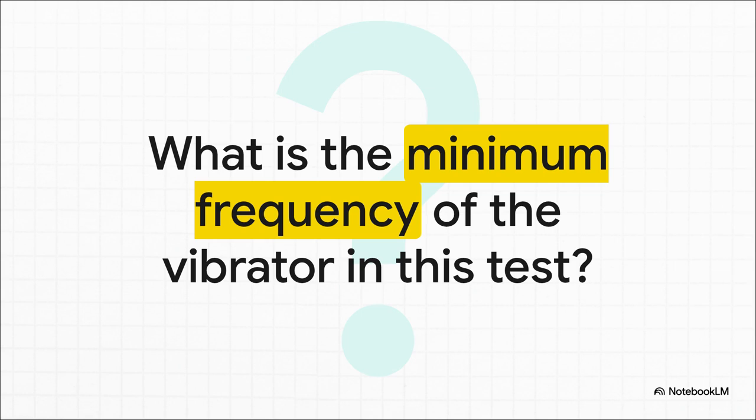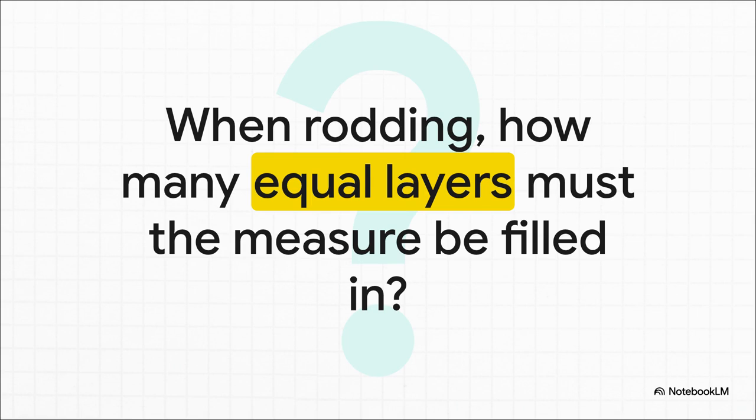Think about it. Remember that exam hotspot? The answer is 9,000 vibrations per minute. Did you get it? Next one. When you're rodding, how many layers do you need to fill the measure in? This is a big one for the performance exam. How many equal layers? The answer is 3 equal layers. And remember, that's by volume.